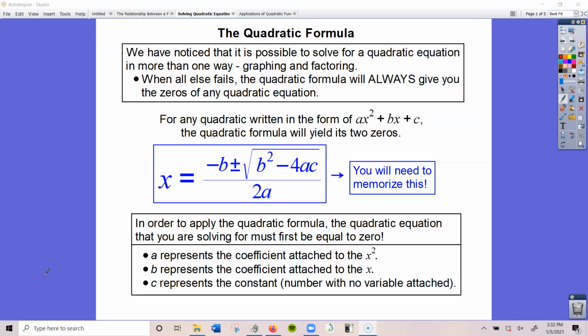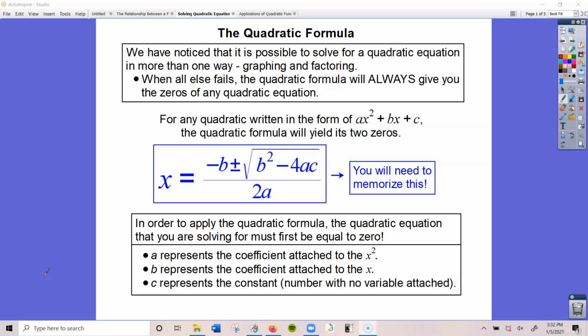Hello everyone. Today we're going to look at how to solve quadratic equations by using the quadratic formula. Now we have noticed that there are many possible ways of solving a quadratic equation, either by graphing or factoring. But when you can't, or when you feel like you are having difficulty solving a quadratic equation by either graphing or factoring, you can always use the quadratic formula. The quadratic formula will always work.